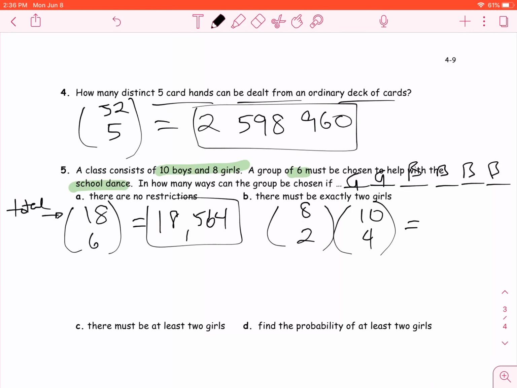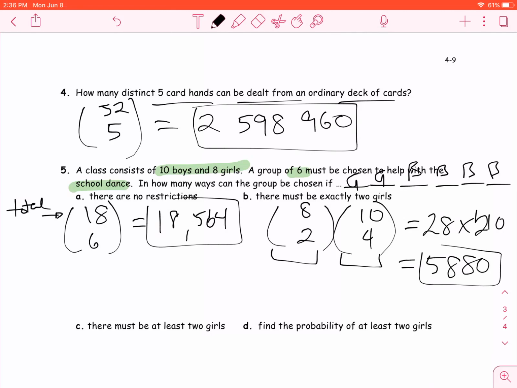Okay, so again, calculate each separately. You will get then 28 times 210, so 5,880. So you can even sense here that when we're trying to make our membership amongst girls and boys, you do have the opportunity to calculate them separately and then just multiply those combinations.